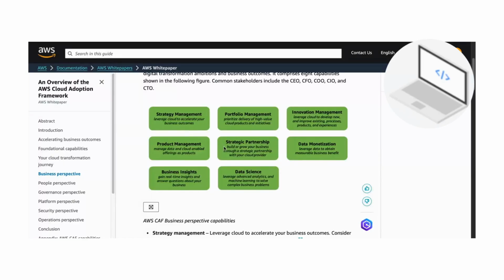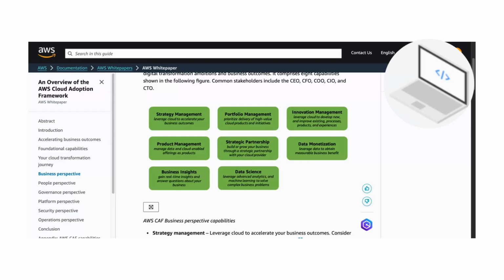Then there's strategic partnership, where building a strong relationship with our cloud provider can really become a game changer. If we offer cloud-hosted solutions, partnering with our provider can help us enhance our expertise, reach more customers, and grow our business. We can leverage promotional opportunities, co-selling, and even publish joint case studies to showcase our success.